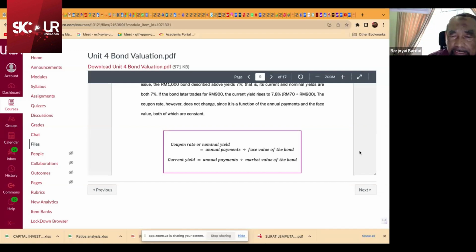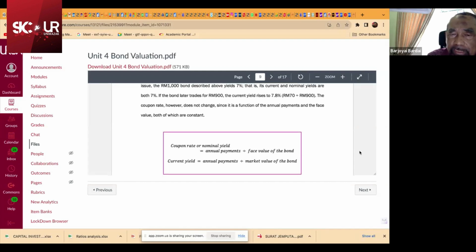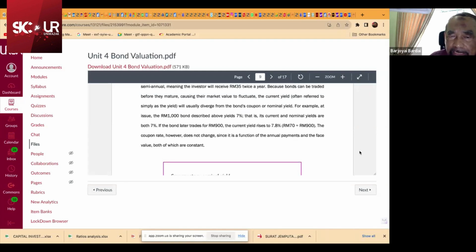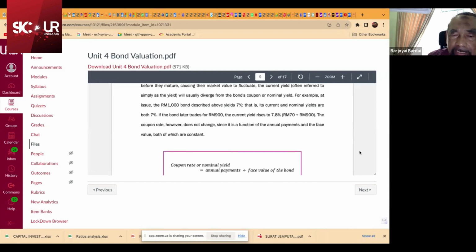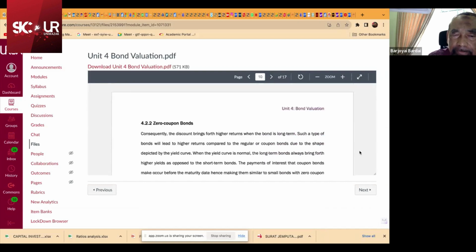The coupon rate or the nominal yield is equal to the annual payment divided by the face value of the bond. And the current yield is the annual payment divided by the market value of the bond. Though it is selling at 900 ringgit, the bond will be redeemed at the face value of 1,000. So that's the interesting aspect.